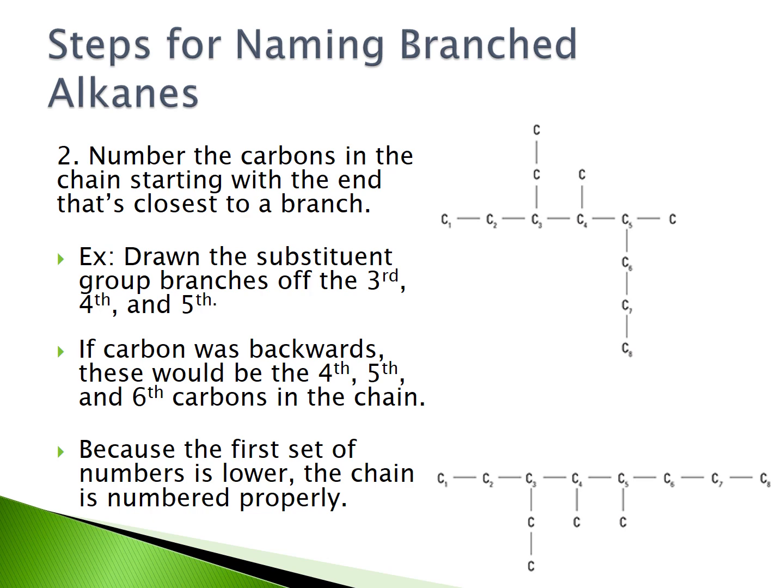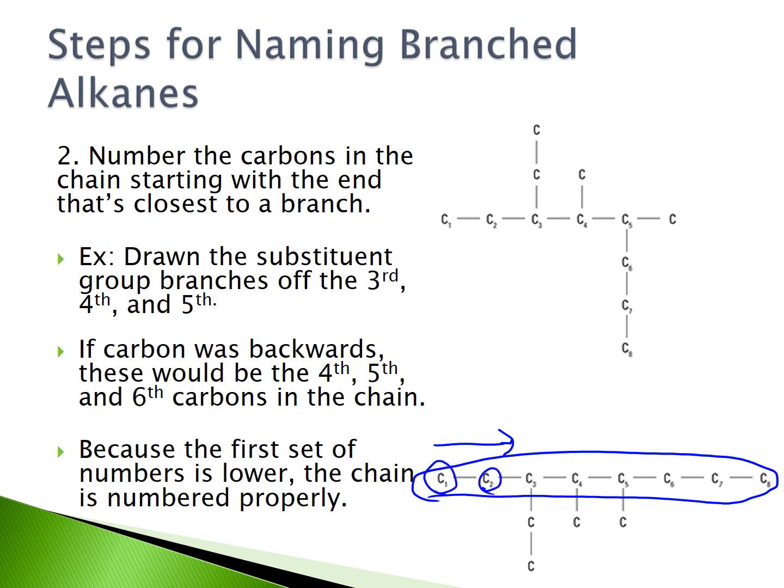So you're going to start on the longest chain, which is C8, and then you're going to figure out which direction gets you to the branch the fastest. In this case, it would be going from the left to the right, so therefore we would be counting these guys as 1, 2, 3.